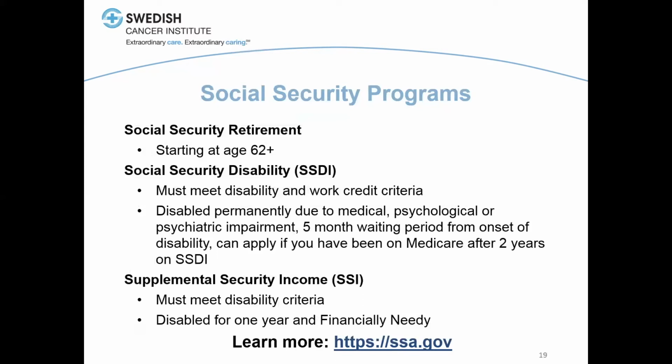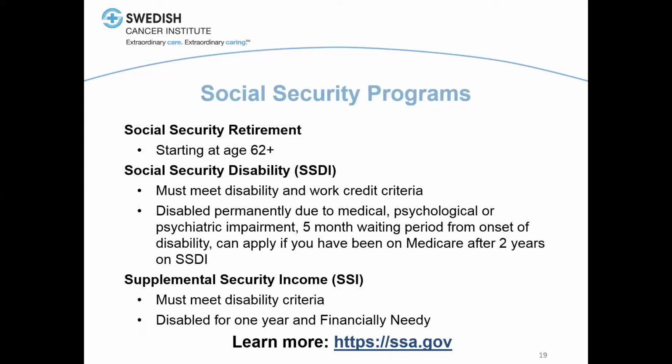Social Security Disability, which is SSDI, and you have to meet disability and work credit criteria. You also have to be disabled permanently due to medical, psychological, or psychiatric impairment. It has a 5-month waiting period from onset of disability, and you can apply for Medicare after 2 years on SSDI. The third program is Supplemental Security Income, SSI.